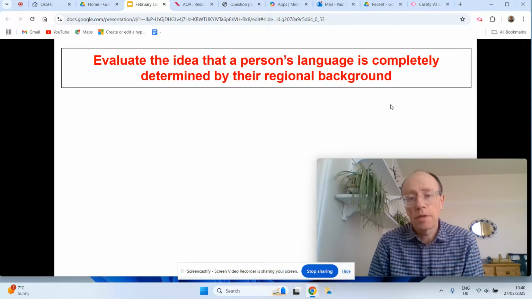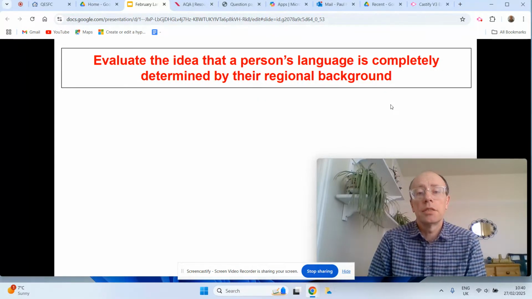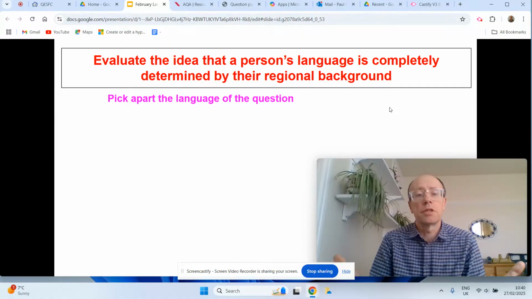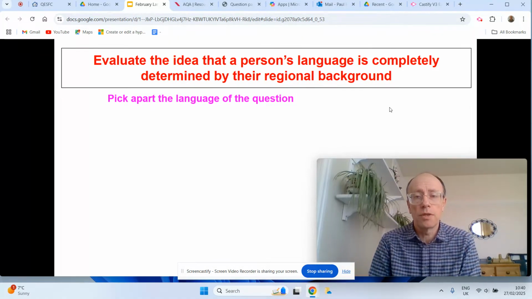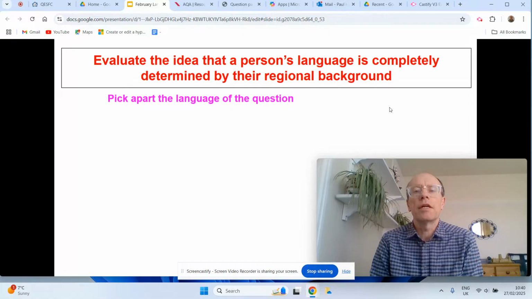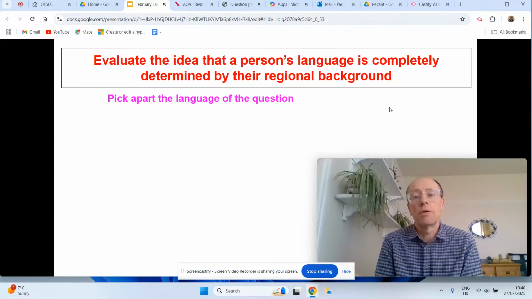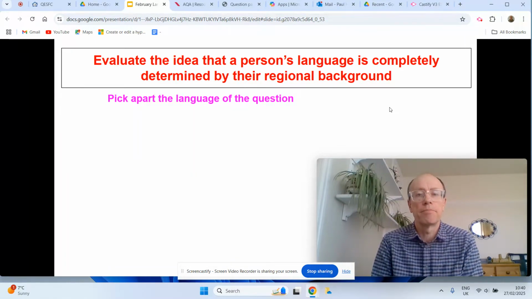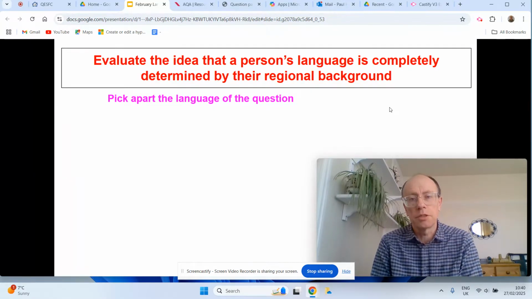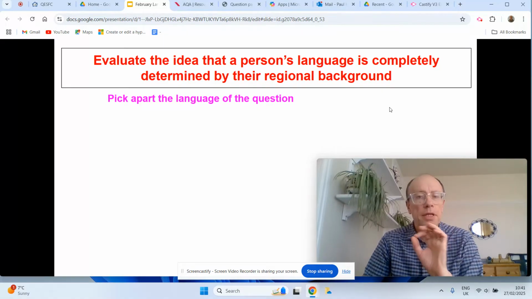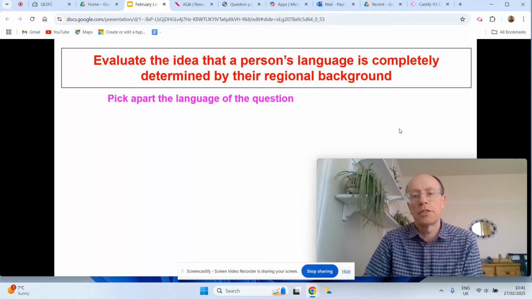Evaluate the idea that a person's language is completely determined by their regional background. Now the first thing that you need to do is to pick apart the language of the question. The question is always going to begin with that command word evaluate, which is slightly different to analysing, because when you're evaluating, you're weighing up competing arguments and you're coming to a balanced conclusion about which has more validity. So that shows that you are going to need a good introduction and you're going to need a conclusion as well when you're evaluating. Let's pick apart some of the semantics of this particular question.